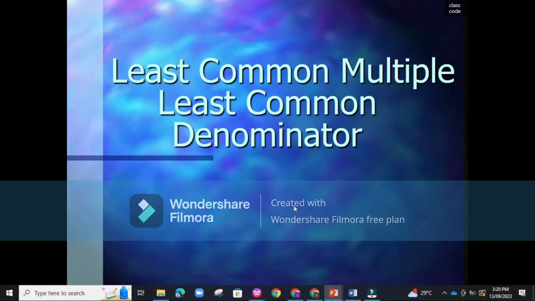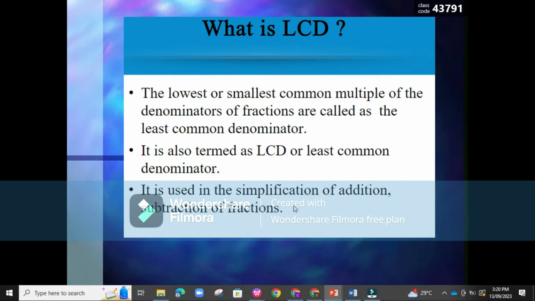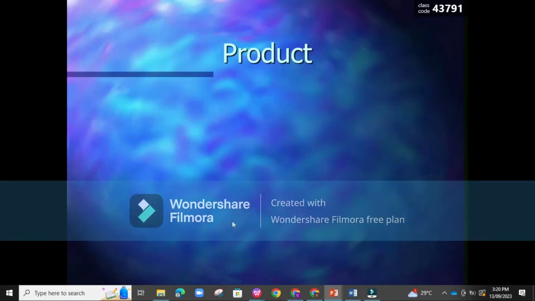Least common multiple, or what we call the least common denominator. So what is LCD, or least common denominator? The lowest or smallest common multiple of the denominators of fractions is called the least common denominator. It is also termed LCD. It is used in the simplification of addition and subtraction of fractions. Now let's proceed to the product.